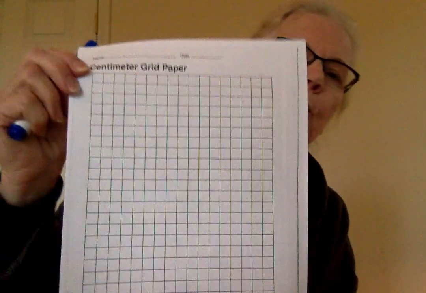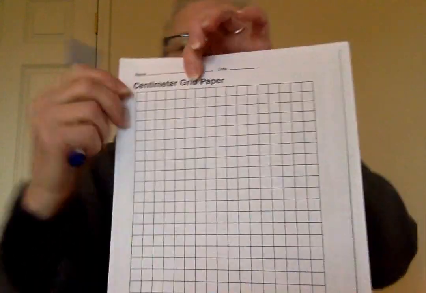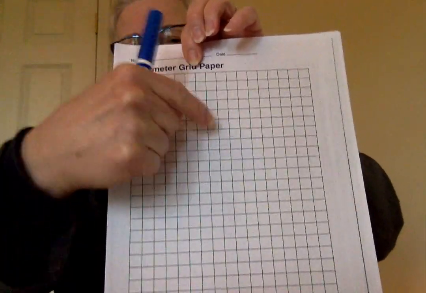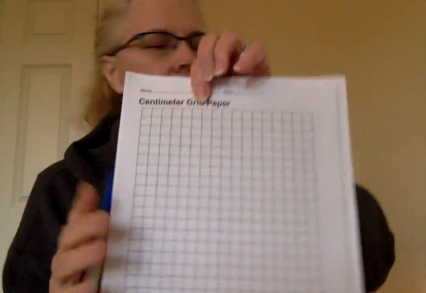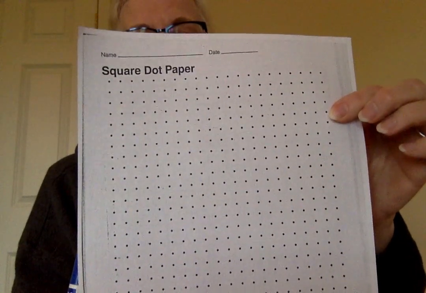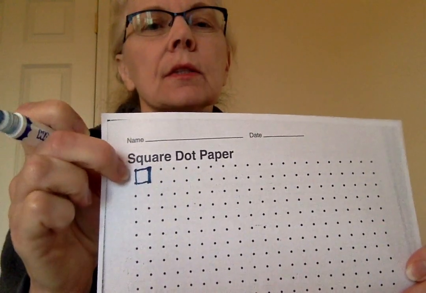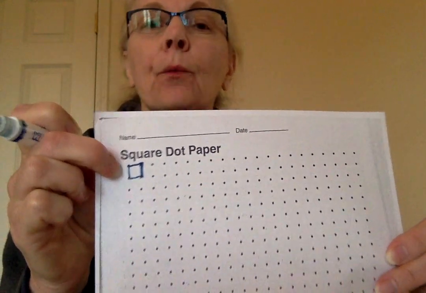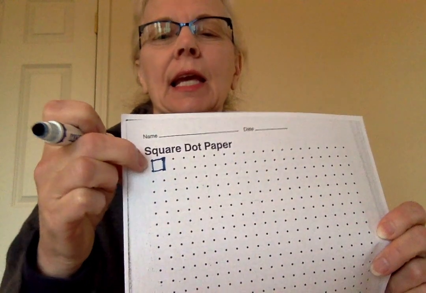And there is some what we call grid paper. You know, these crisscrossing lines form what we call a grid. And we also have square dot paper. And they call it square dot because if you connect these dots, you get squares. And we are going to measure perimeter in square units. So each one of these is a unit.